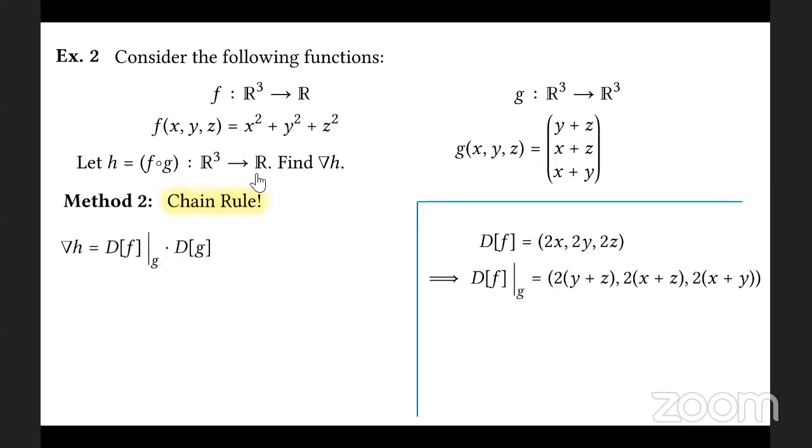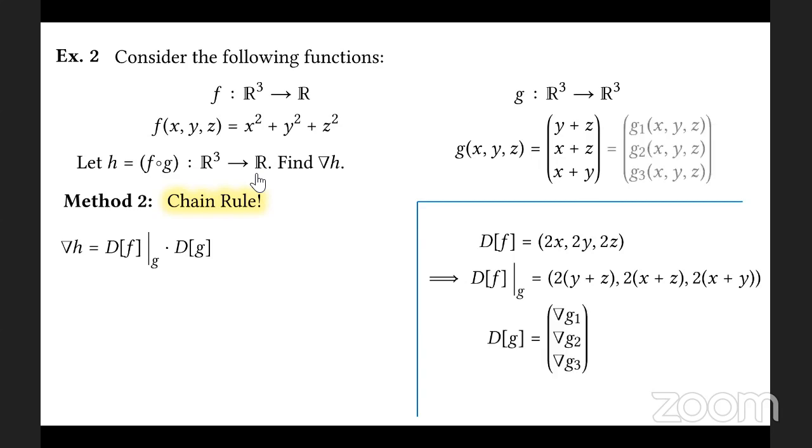Okay, so then plugging in g, remember g is y plus z, x plus z, and x plus y. So we replace x with y plus z, we replace y with x plus z, and we replace z with x plus y. And the derivative of g, I'm just going to call each of those components g1, g2, and g3. Then the derivative of g is this matrix of partial derivatives, right? It's a function from R3 to R3. And we get that.